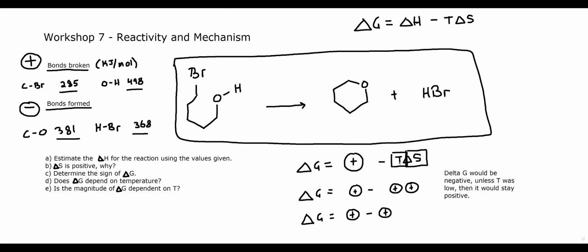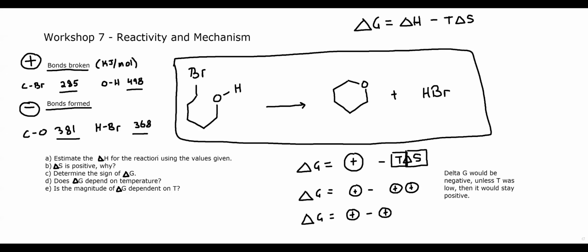So temperature has an effect on both the spontaneity of a reaction, the sign of delta G, as well as the magnitude of delta G. Okay. Remember, delta G has nothing to do with the rate of a reaction. Delta G is only the spontaneity of a reaction. Okay. Very key distinction there.